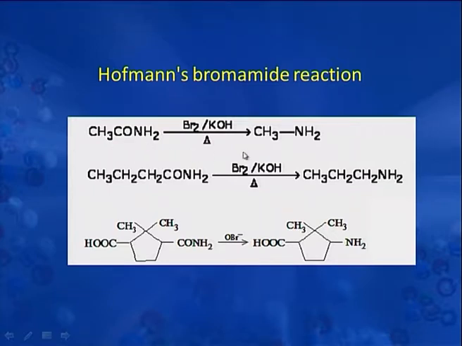This is acetamide forming methanamine, 2 carbon amide forming 1 carbon amine. Here in this particular example, this is butanamide, 4 carbon amide producing 3 carbon amine, normal propanamine. And here in this case also, even though we have a carboxylic group here and in the cyclopentane we have 2 methyl substitution, the amide group here is converted into amine. So, this Hofmann bromamide method can be used for the preparation of a number of compounds of different utilities.